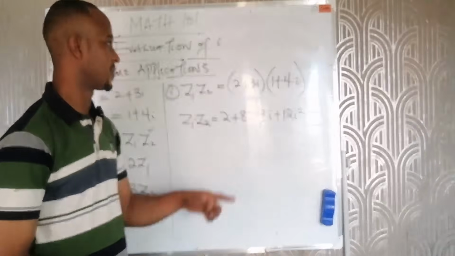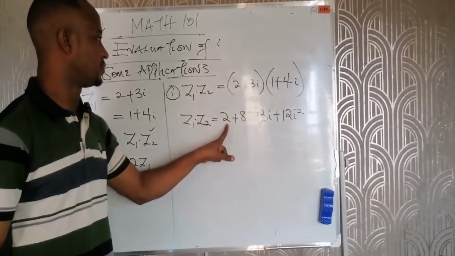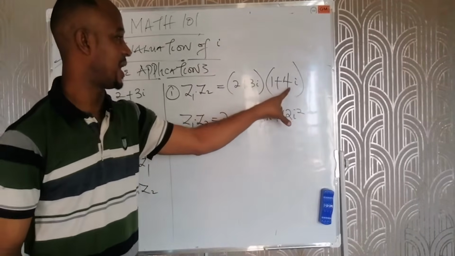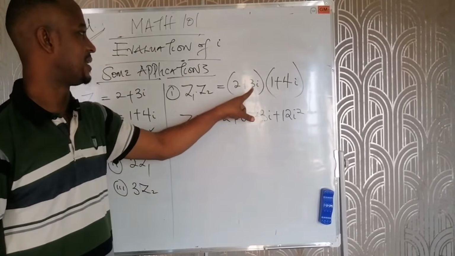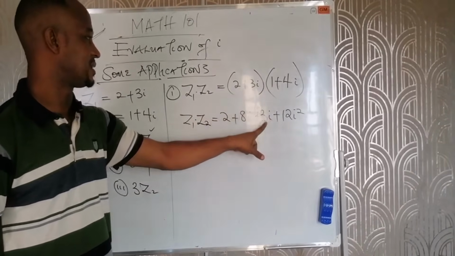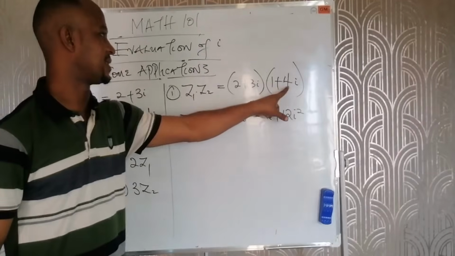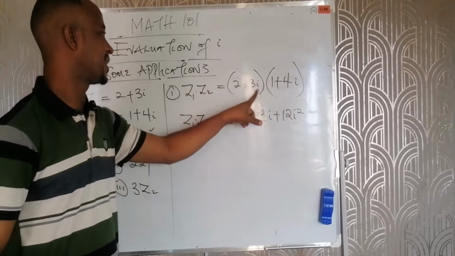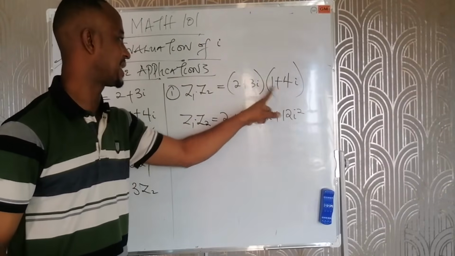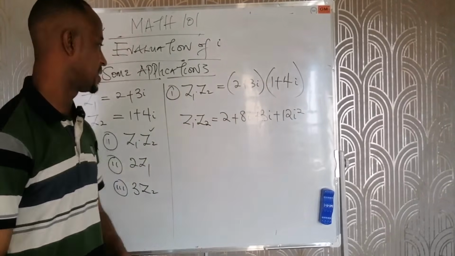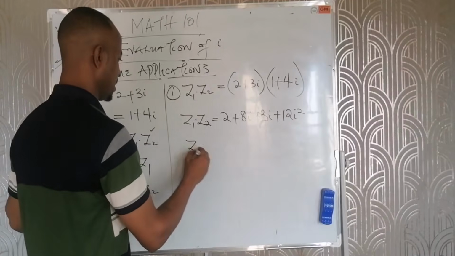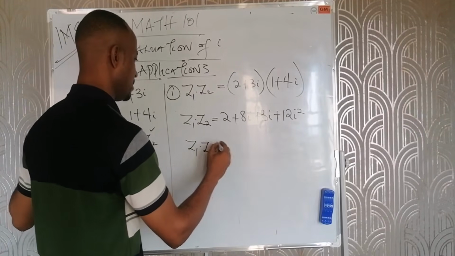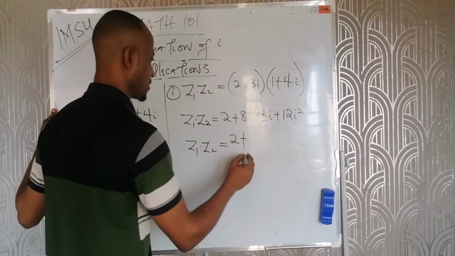Let's go again. 2 times 1 is 2. The same 2 times 4i is 8i. Then 3i times 1 is 3i. 3i times 4i is 12i squared. How do we get 12i squared? 3 times 4 is 12. Then i times i is i squared, right? Okay, in this case my z1 times z2 becomes 2 plus.